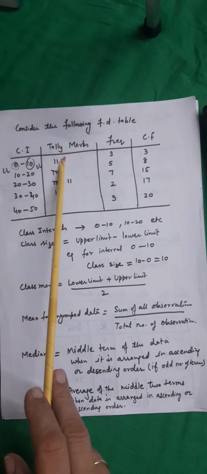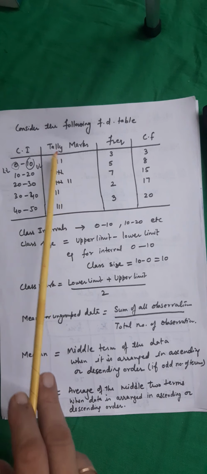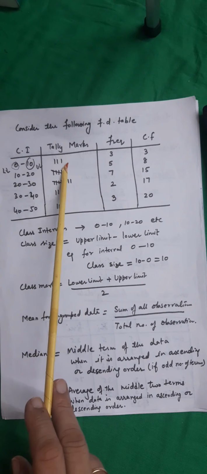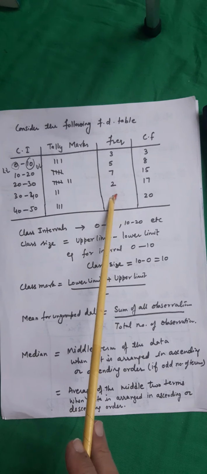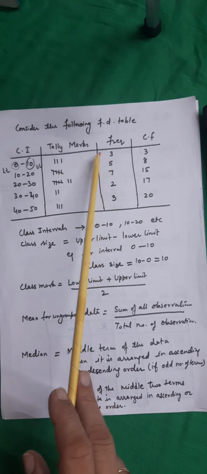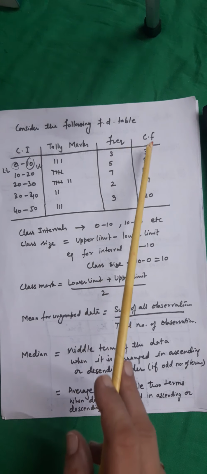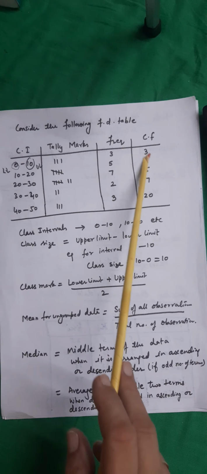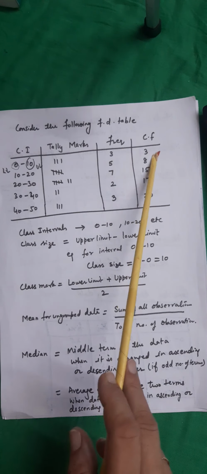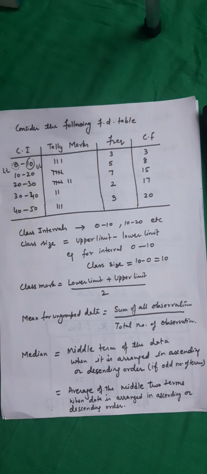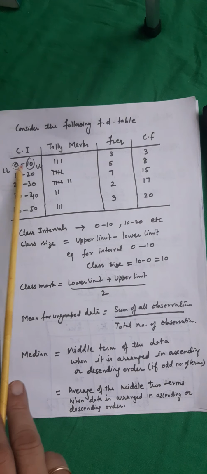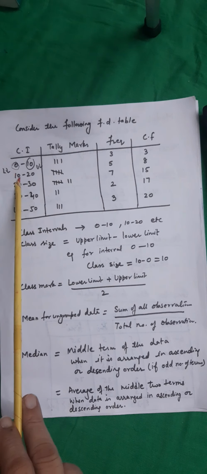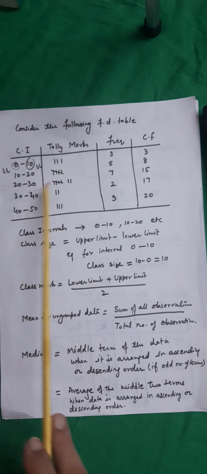intervals. Tally marks are used to mark the observations, and then these tally marks are added to give you the frequency. That means the number of times the observation is repeated. And cumulative frequency gives you the added frequency. Previous frequencies are added to it. Suppose these are the marks of some students, then the students having marks from 0 to 10 are 3, students having marks from 10 to 20 are 5, and so on.